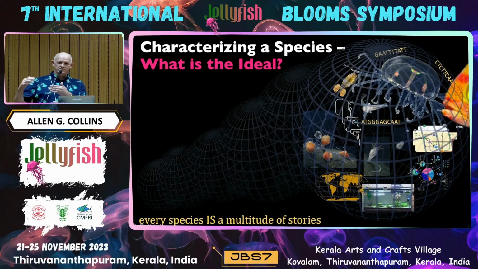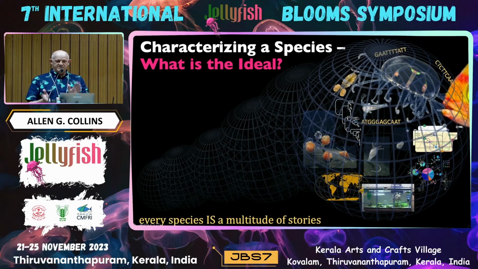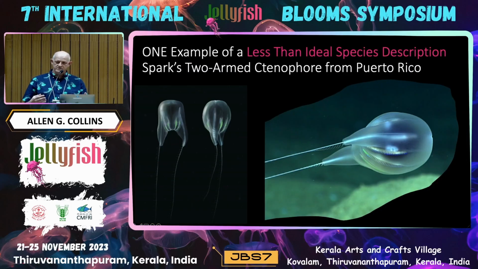And of course, they don't just happen when we collect them. They have these histories to them, near histories. A species might arise in one part of the world, but spread to others, and also deep in time. So I wanted to share a couple of examples of less than ideal species descriptions that I've been a part of. This is the story of the two-handed ctenophore from Puerto Rico.